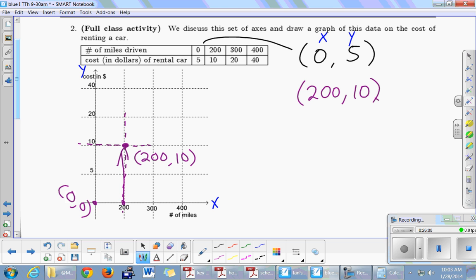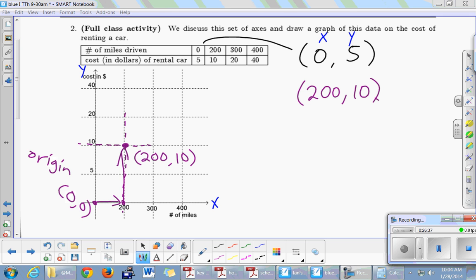It's the origin. You guys have heard that word before, haven't you? That's the origin. And the word origin means starting point. So that's a reasonable name for that thing. So what that means is you move 200 to the right in the positive x direction, and then you move 10 up. And we land at the point 200, comma 10. Super. Okay, go ahead and plot the other 3 points on this graph paper right here.